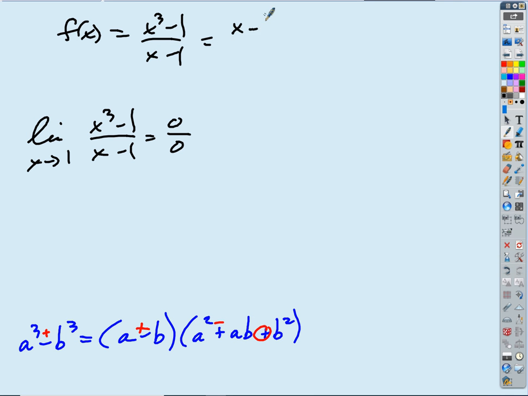X minus x plus x plus 1. Good. Okay, now what happens here? Okay, so now let's go back and review from Algebra 2 and Pre-Calc here, because this is a big topic.